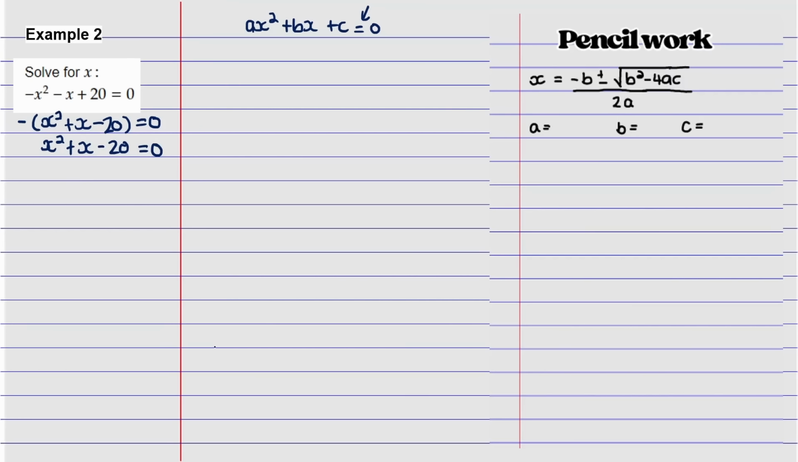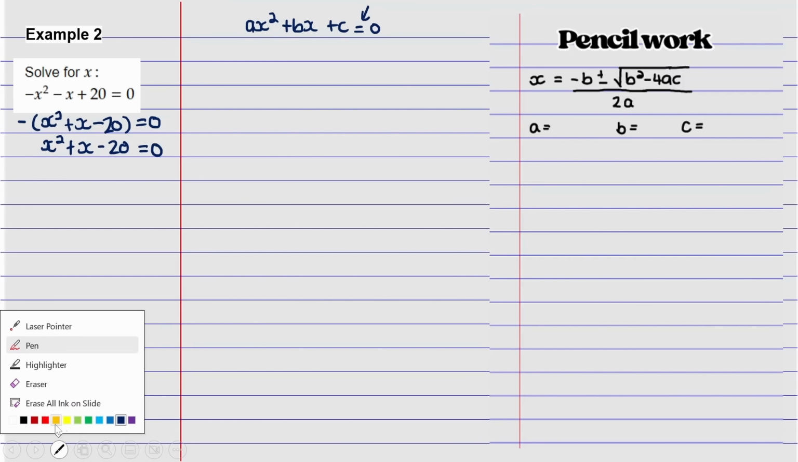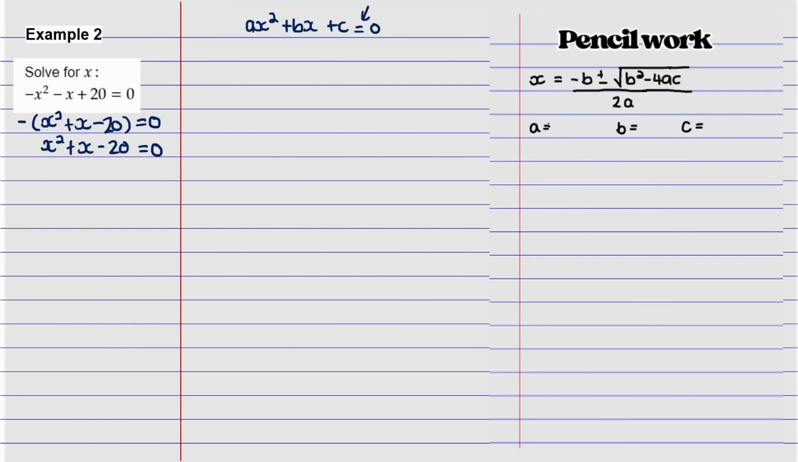With that said, now we're going to go to our cheating part, right? So now we're going to indicate what is a, b, and c. So we see the fact that a is 1, b is 1, but c is negative 20, right? Substitute it into the formula.